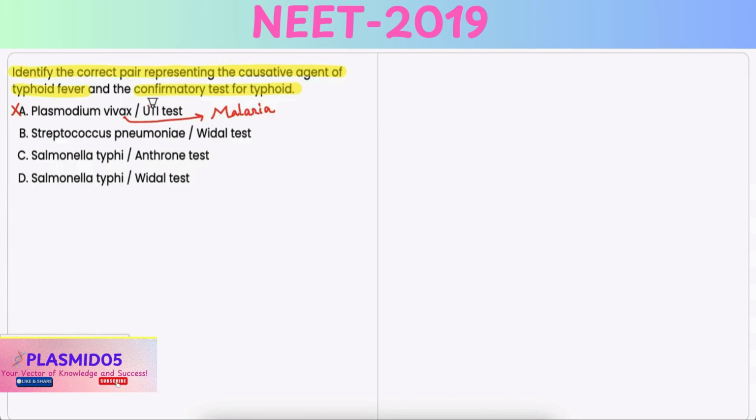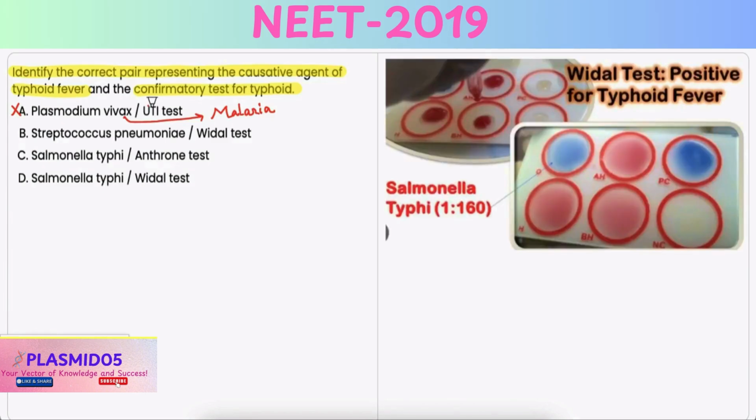Option B, Streptococcus pneumoniae and Weidel test. It is incorrect. Streptococcus pneumoniae causes pneumonia and some types of meningitis, but not typhoid fever. But the Weidel test is in fact a serological test which is used to diagnose typhoid fever. But this option is incorrect due to the wrong causative agent.